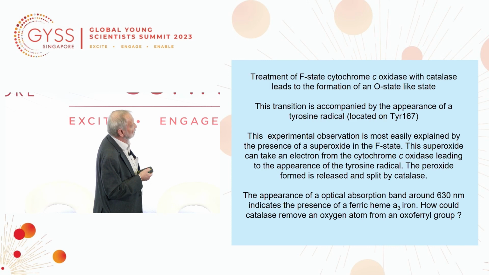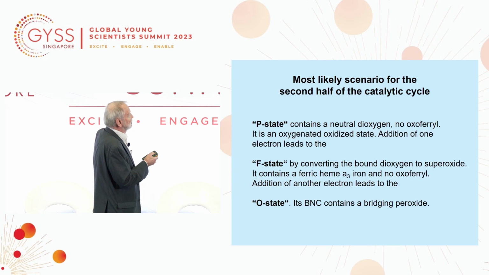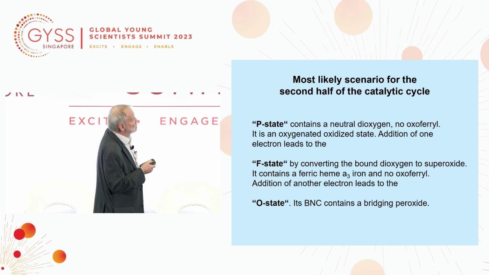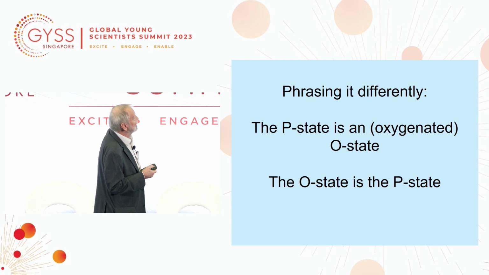And so we have a most likely scenario for the second half of the catalytic cycle. The P state contains a neutral dioxygen, no oxoferryl, and it is an oxygenated oxidized state. Addition of one electron then leads to the F state, and upon this, the bound dioxygen is converted to a superoxide. The F state does not contain an oxoferryl, but a ferric heme a3 iron. If you add another electron, then you get the O state and you have the bridging peroxide, which makes complete sense. So we can phrase it differently: the P state actually is an oxygenated O state, and the O state is the P state.